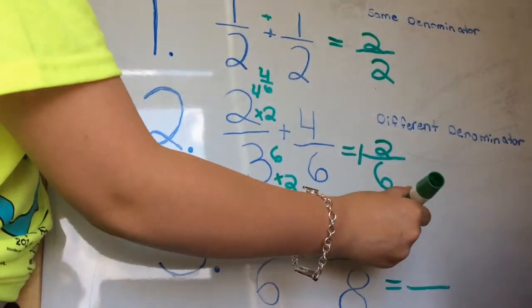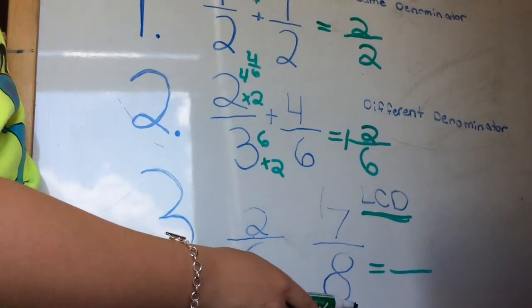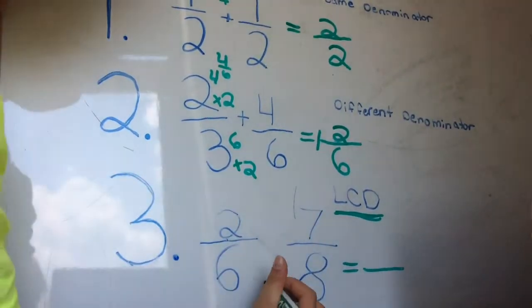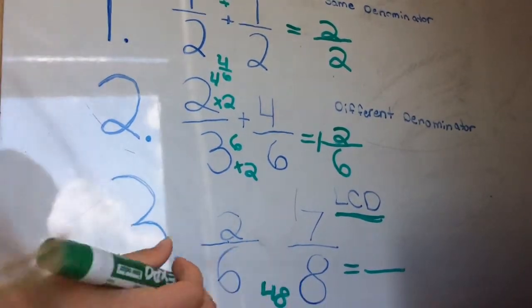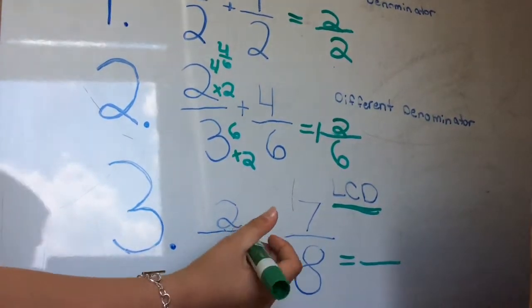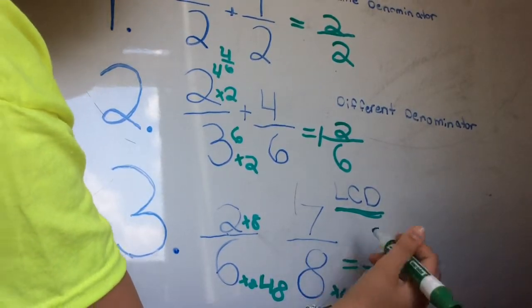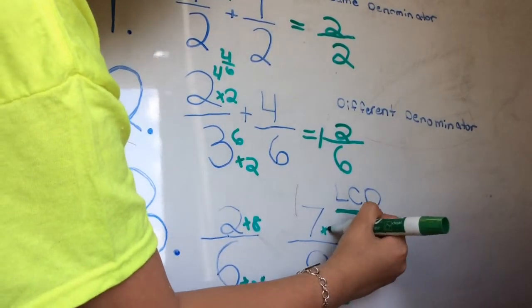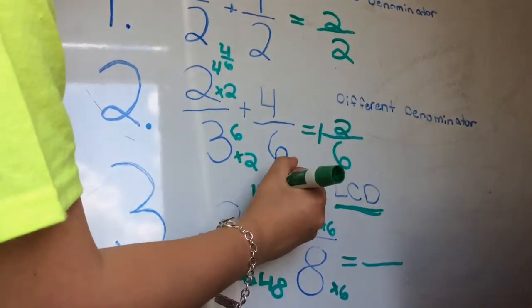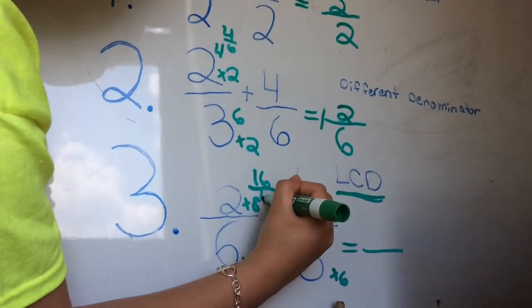So now our last one is least common denominator, LCD. Now you see how 6 can't go into 8? That's when we times 6 times 8. And what do we get? We get 48. So that needs to be our denominator. So we need to times the 6 times 8 and the 2 times 8. Okay. And now we have to times the 8 by 6 and the 7 by 6. And now we have to change these fractions. So 2 times 8 is 16, right? And now we want to do 6 times 8. That's 48. We already know that.